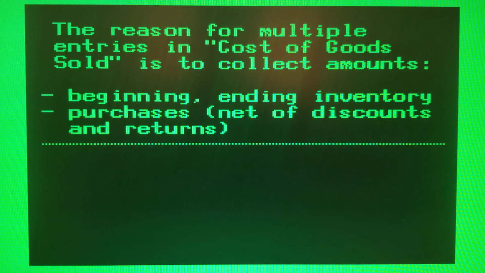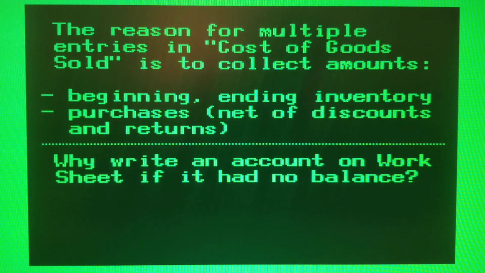The reason for multiple entries in the cost of goods sold amount columns is to collect the amounts of beginning and ending inventories and purchases, net of discounts and returns. Why would you write an account on the worksheet if it had no balance?